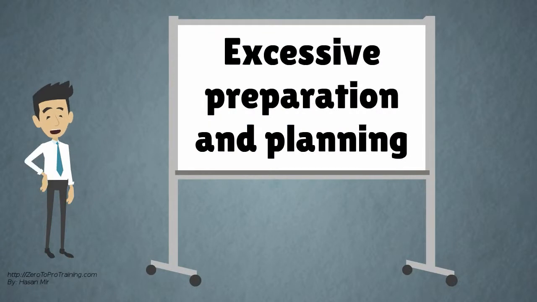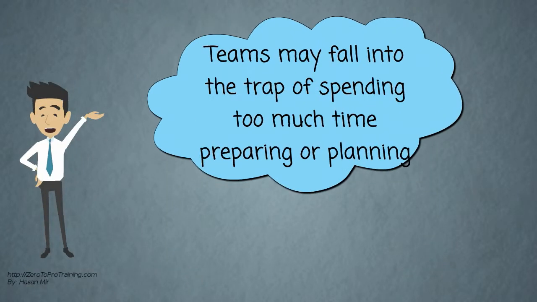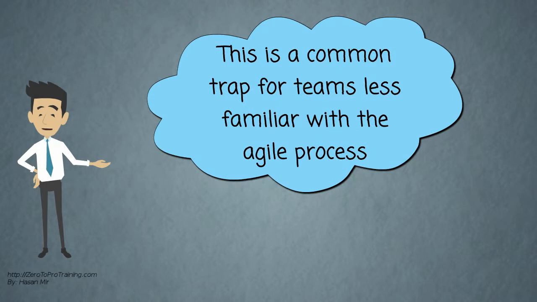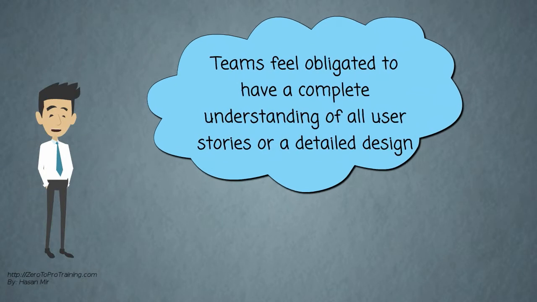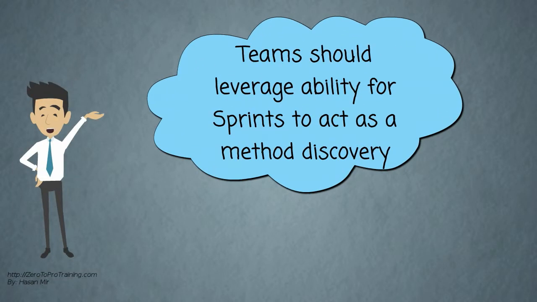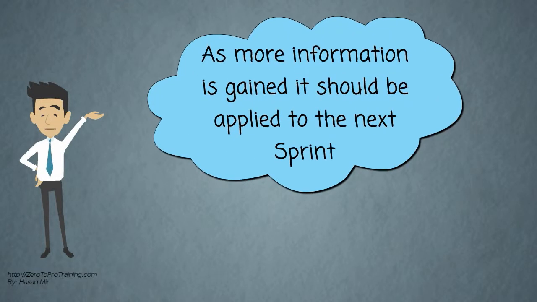Excessive preparation and planning. Teams may fall into the trap of spending too much time preparing or planning. This is a common trap for teams less familiar with the agile process, where the teams feel obligated to have a complete understanding of all user stories or a detailed design. Teams should leverage the ability for sprints to act as a method of discovery and move forward with the information they do know. As more information is gained, it should be applied to the next sprint.